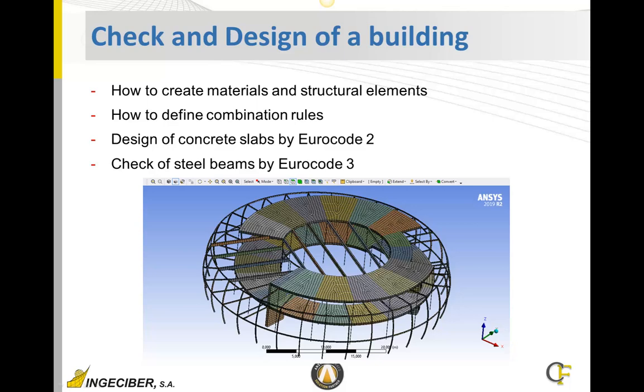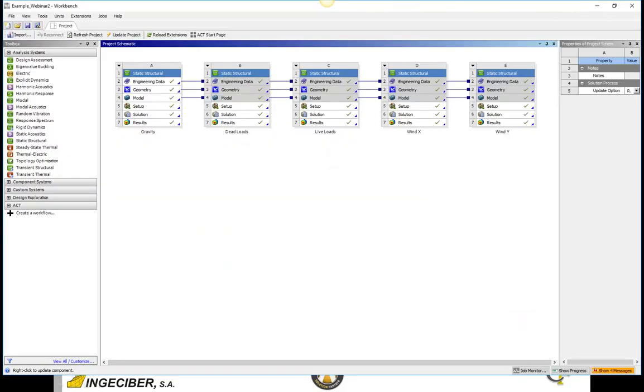Okay, so now let's go to ANSYS Workbench to see this model. I have this example with one system and different static structural analyses that have been made in ANSYS Workbench. It's important to notice that the whole model has been built and solved with ANSYS, and now we are going to make the check with CivilFEM, so there is no need to solve the model again.